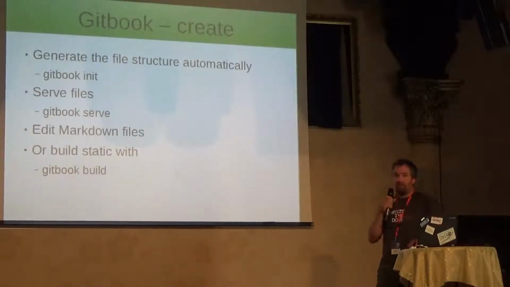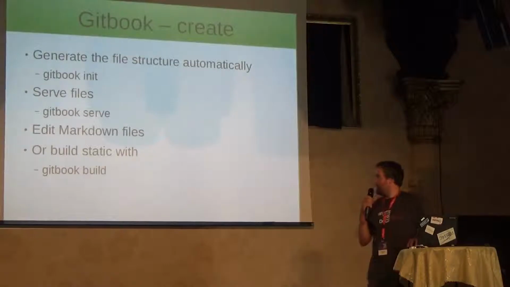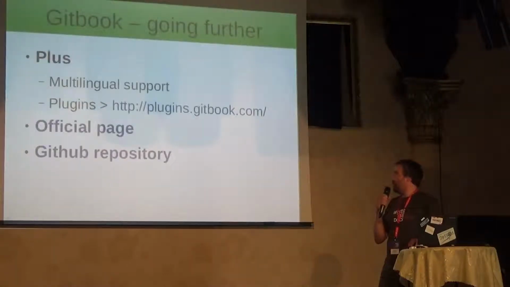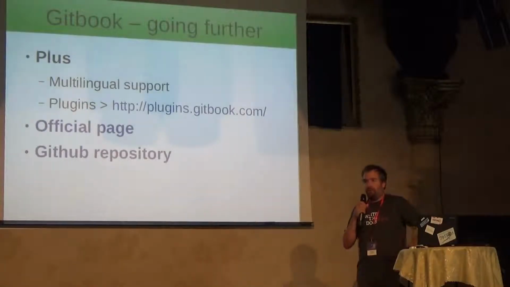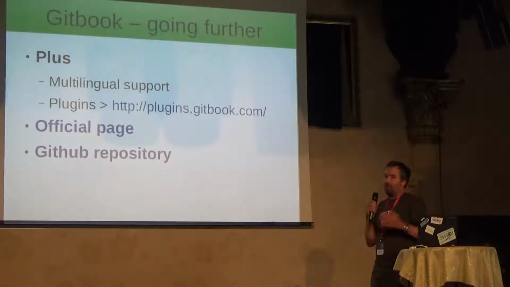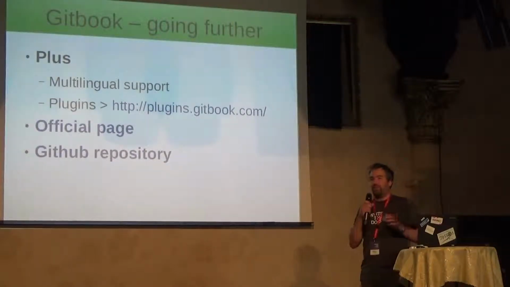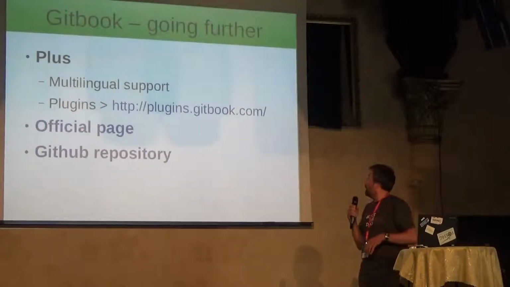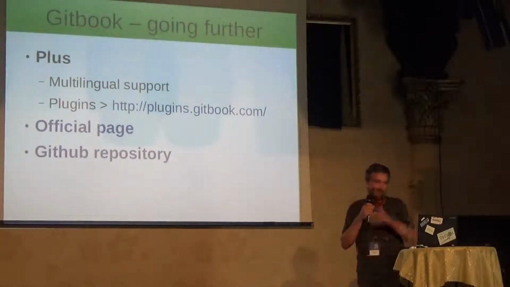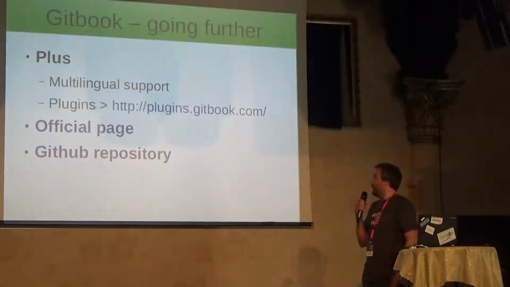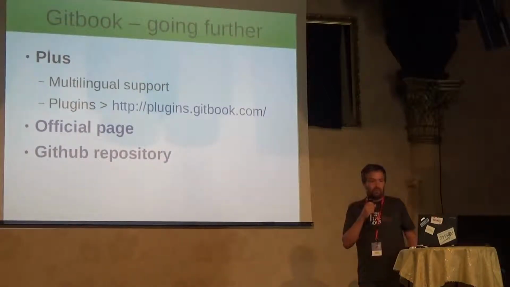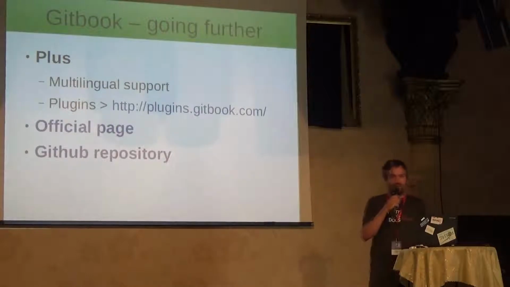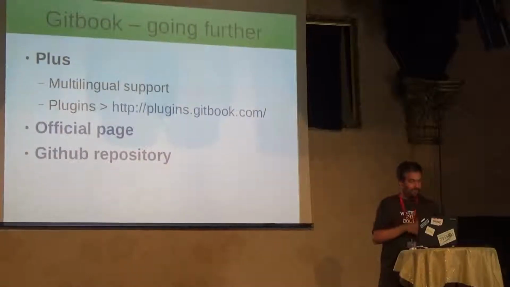And if you need a static version, so you want to publish, for example, on GitHub or elsewhere, you use GitBook Grid to do the same. And if you want to go further, there's multilingual support, so the entry name is for the language. But it's not like Sphinx, there's no po and mo files like with Sphinx. You can also extend it, so you can just take a look at the official page and at the GitHub repository. Thanks for your attention.